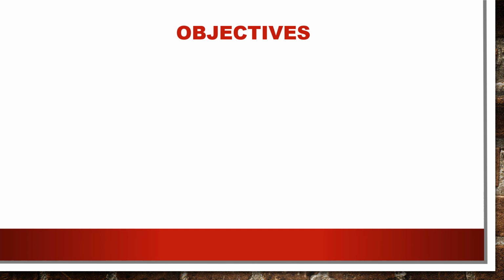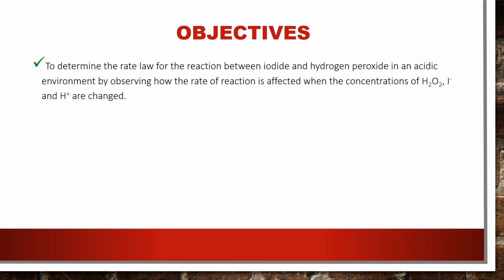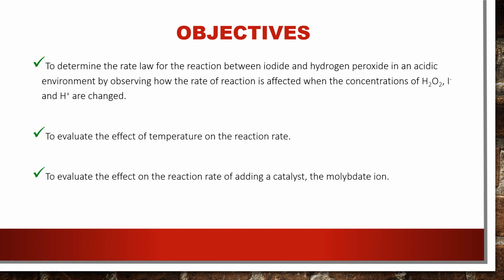For this lab, you will be required to determine the rate law for the reaction between iodide ions and hydrogen peroxide in an acidic environment. This will be done by observing how the rate of reaction is affected when the concentrations of hydrogen peroxide, iodide ion, and H plus ions are changed. In addition, you will evaluate the effect of temperature and the effect of adding a catalyst on the rate of the reaction.